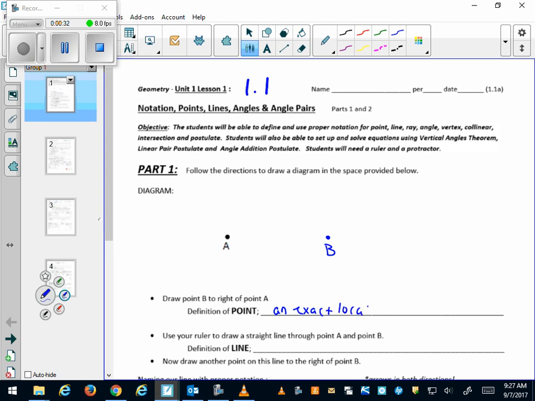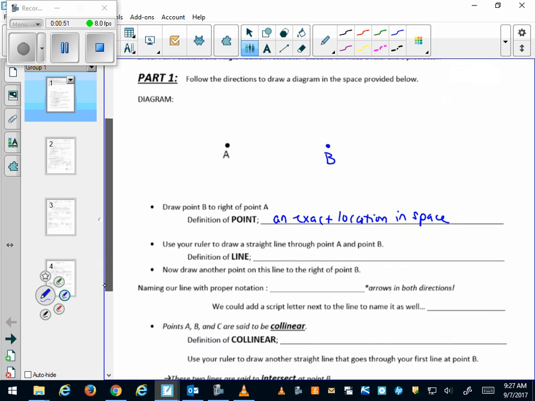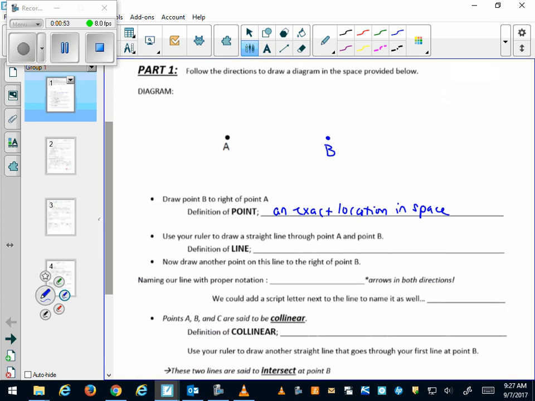We can't actually draw an accurate point because an actual definition of a point really means that it has no dimensions. It's an exact pinpoint location in space. When we draw a point, we actually draw a dot that has dimensions, but a point is really more of a concept. Use your ruler now to draw a straight line through point A and B.